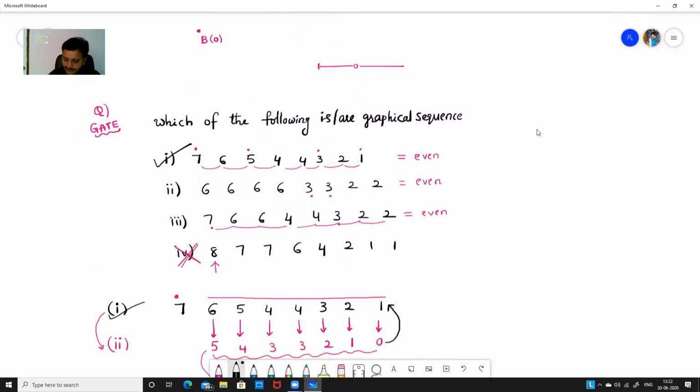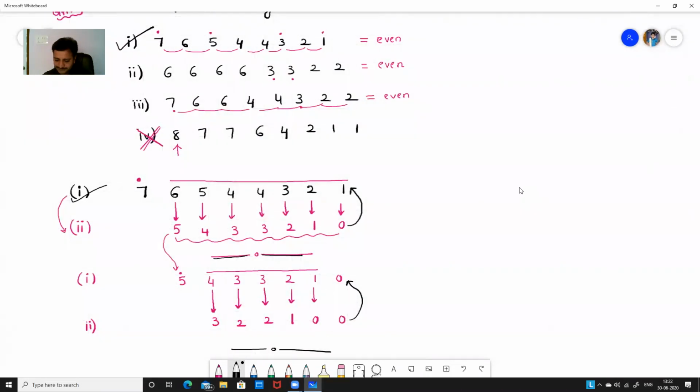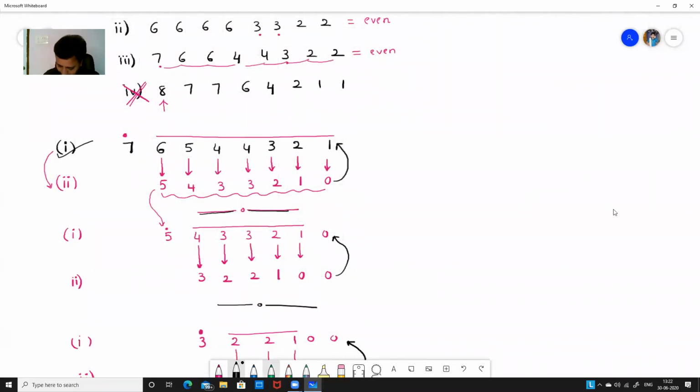What about the second sequence now? 6, 6, 6, 6, 3, 3, 2, 2. Let me check the second sequence. I want to verify whether it is forming a graphical sequence or not. We can call it the first sequence. From this first sequence, we want to generate the second sequence by the Havel-Hakimi result. How to generate? Identify the first value.